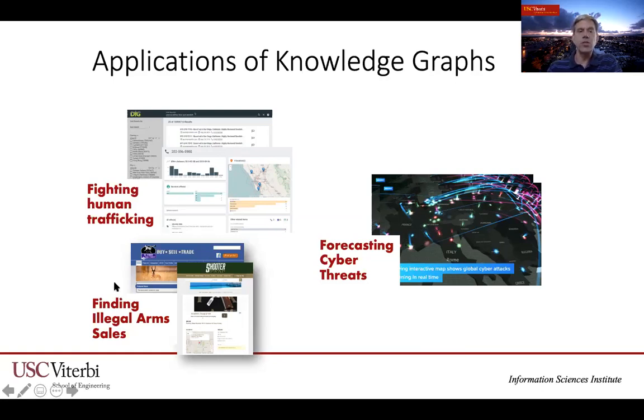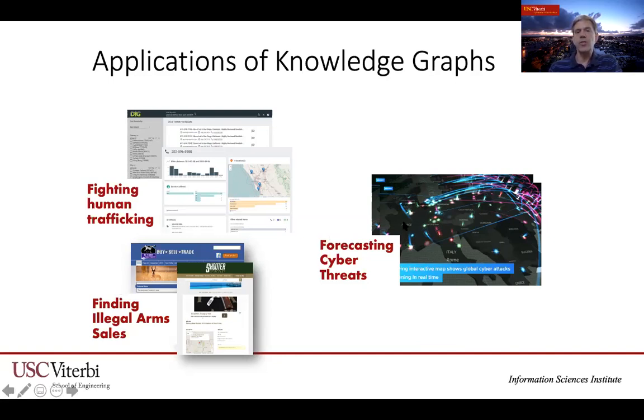Second application is one we've developed in collaboration with ATF, Alcohol, Tobacco, and Firearms, where they were interested in being able to find illegal arms sales, which are usually hidden by buying and selling across different websites. And so the idea here was to be able to aggregate information across many websites and put it together, allowing them to identify these potential illegal sales.